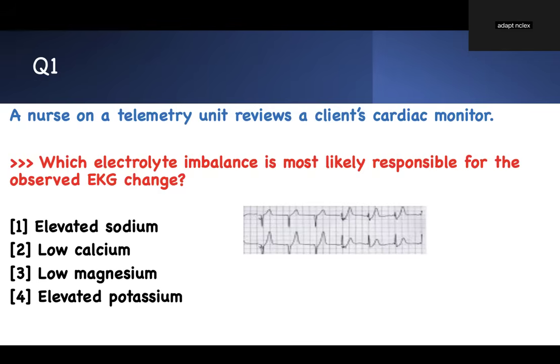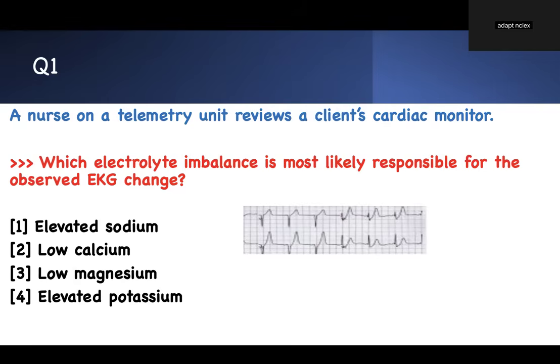What is the question asking? A nurse on a tele unit receives a client on a cardiac monitor. That's what it shows. Which electrolyte imbalance is most likely responsible for the observed EKG changes? Look at it. There's something obviously wrong with this EKG. Your buzzword is what? EKG changes. You have to read the EKG. If you look at the EKG carefully, I want you to stop the video. Try to read it. Try to find the obvious abnormality associated with the EKG.